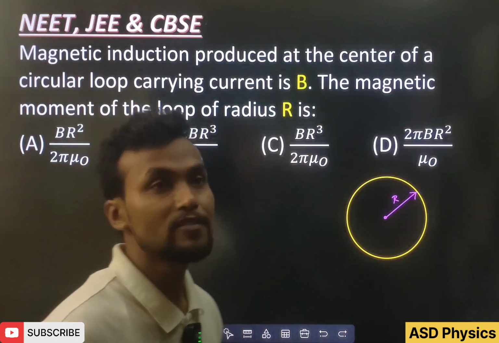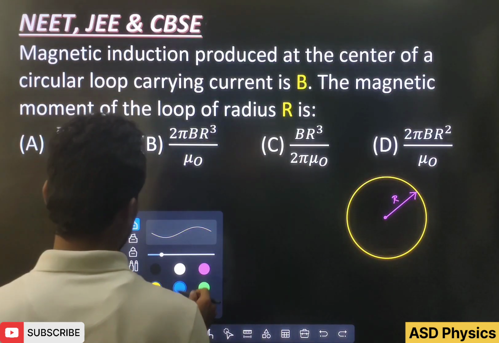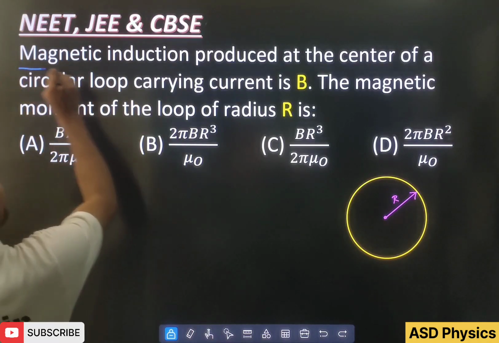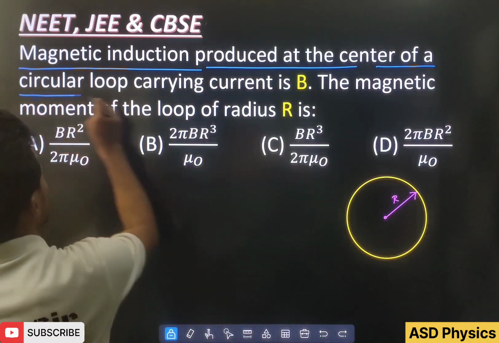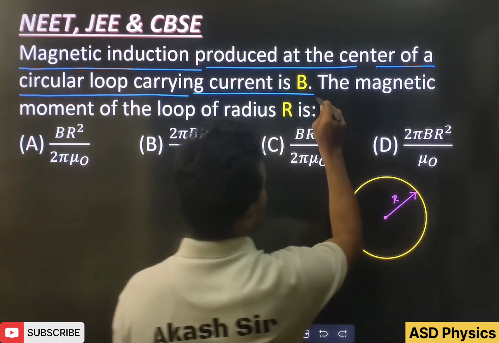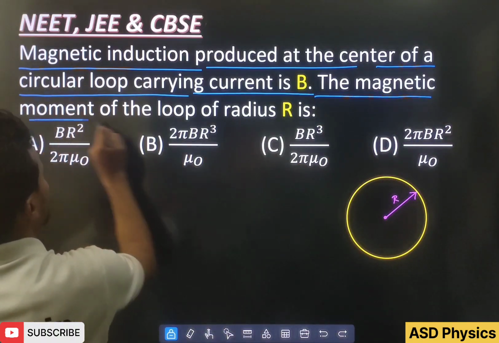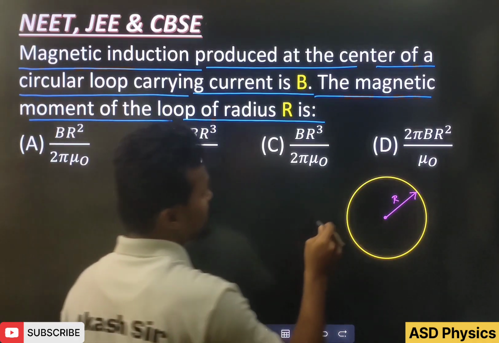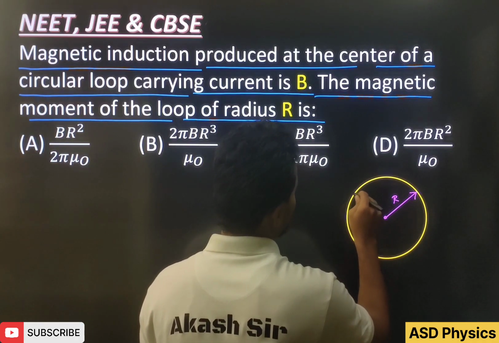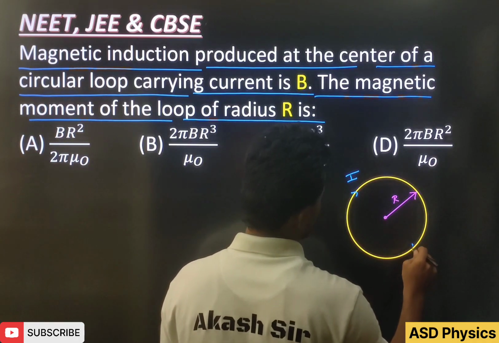Now students, after that we are going to see the next question, a very important question. The question is: the magnetic induction produced at the center of a circular loop carrying current is B. The magnetic moment of the loop of radius R is how much? Let's take it is carrying some current here.